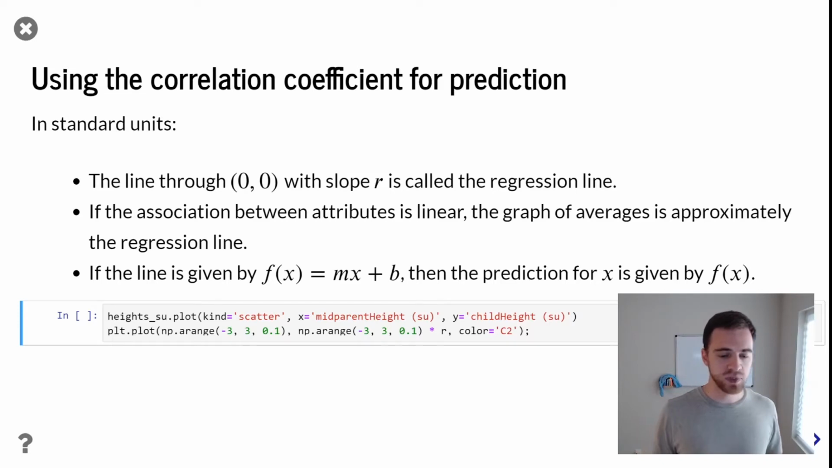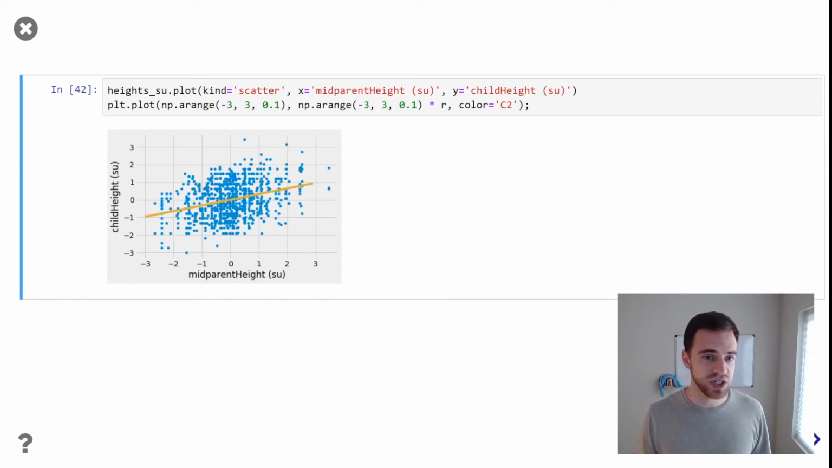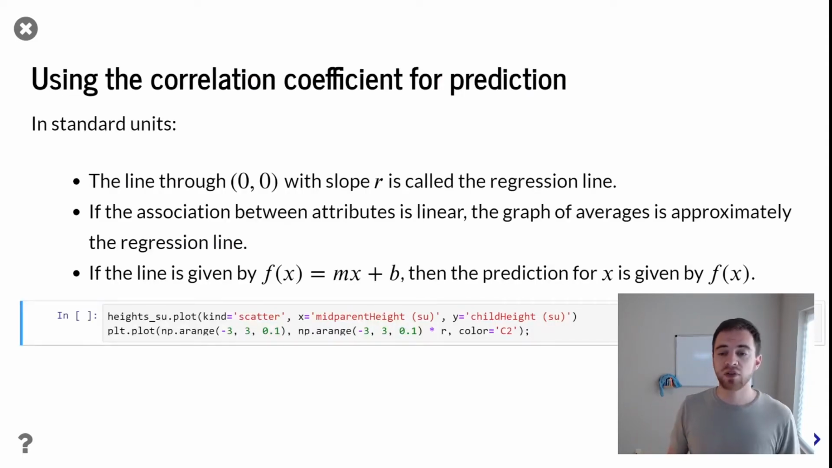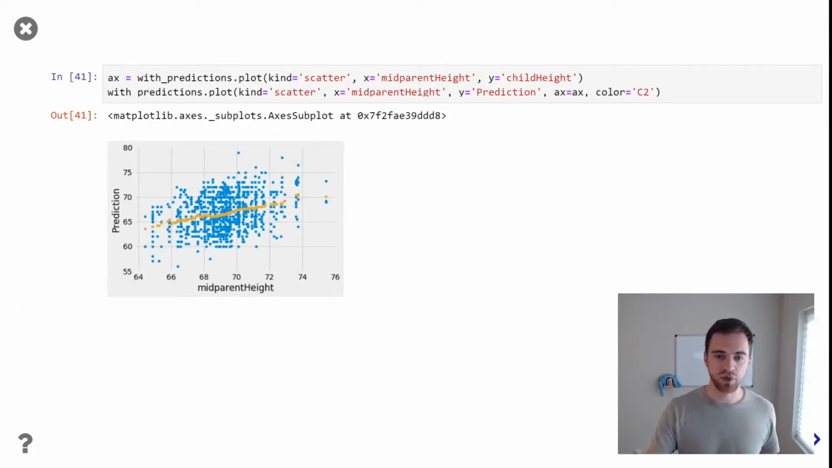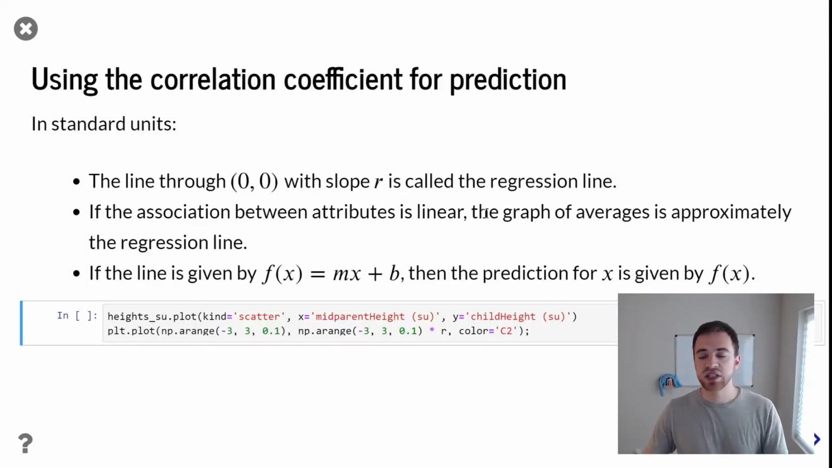If I have two attributes whose association is linear, like we have here, this looks like a linear relationship. In other words, the child height is some linear function of the mid-parent height. Then the graph of averages that we made before, which is the average of all of the data within a small window of mid-parent height, will be pretty much the same as the regression line if the association is linear. The graph of averages is approximately the regression line.